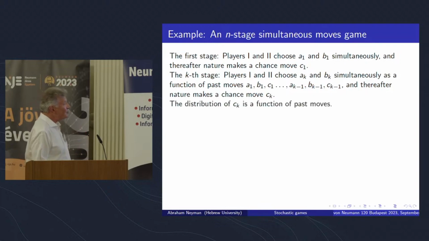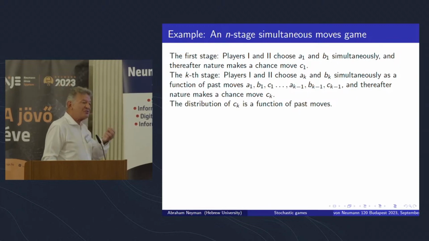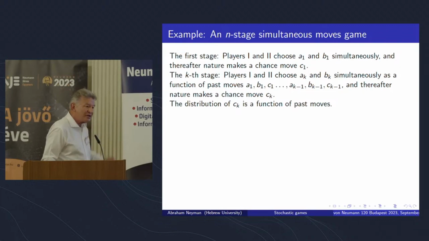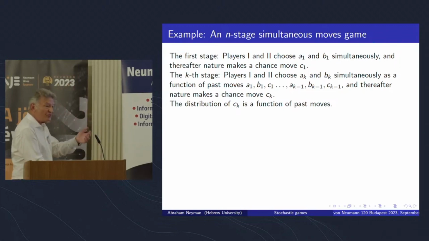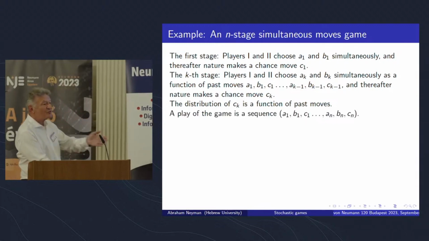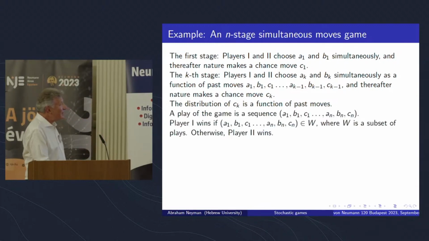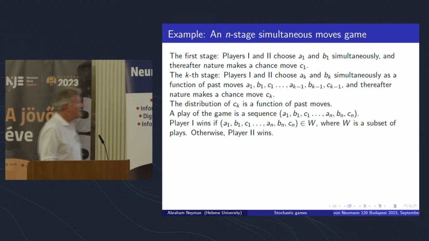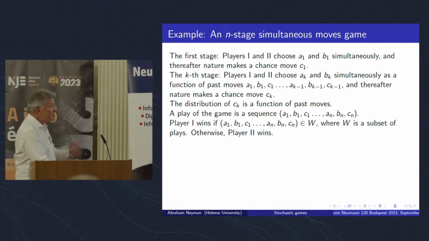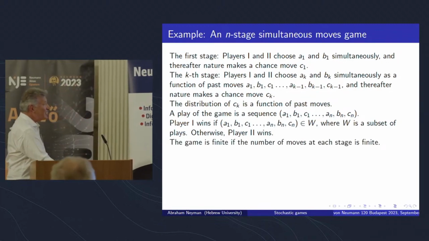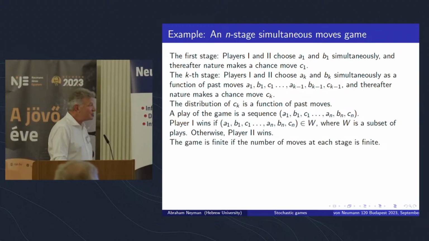CK. So the play of the game, first of all, the distribution of CK of nature, when I say nature, means that its distribution is determined by everything that followed so far in the game. It's not a choice of nature, it's dictated by the rules. A play of the game is a sequence of moves of players and nature. And again, player 1 wins if that sequence is in some specific winning set. So W is a subset of the plays. A play includes here also the moves of nature. And the game is finite if the number of moves at each stage is finite.